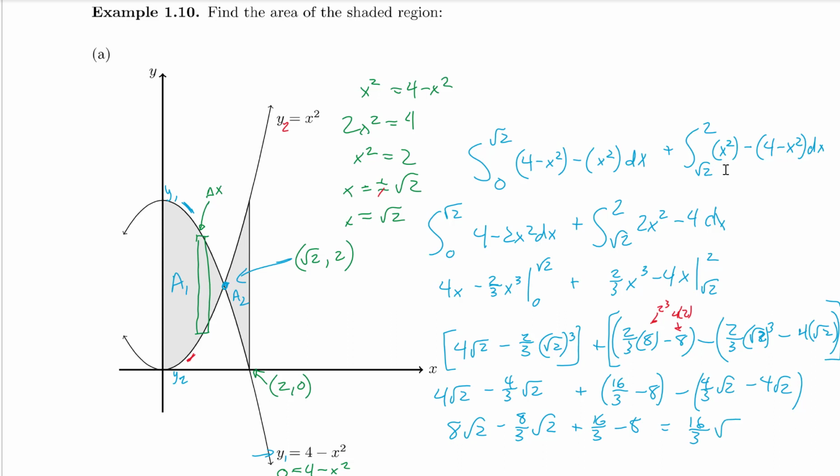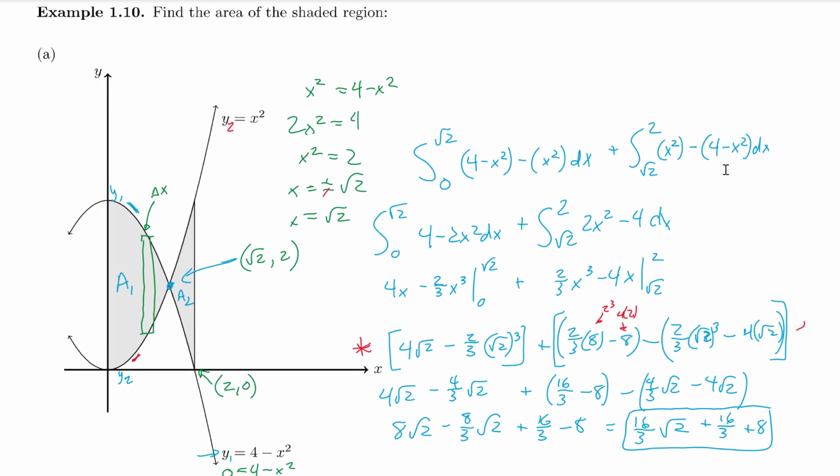16/3 square root 2 plus 16/3 plus 8. And we'll go ahead and leave it right there. I don't want to really simplify this any further than that. And that will go ahead and be your final answer. You could have left this answer on an exam where you would have had to write out an answer as this line right here without doing any of the simplification.